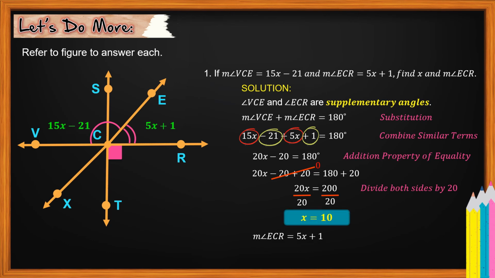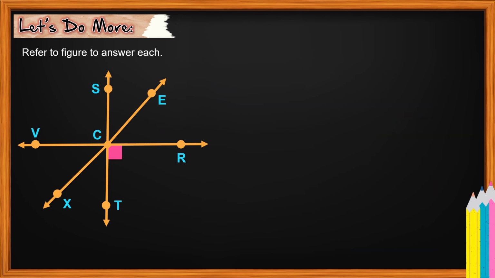Now for the measure of angle ECR, which is 5x plus 1, we are going to substitute the value of x, which is 10. So we have 5 times 10 plus 1. 5 times 10 is equal to 50 plus 1. So the value or the measure of angle ECR is 51 degrees. Now again, refer to the figure to answer each.